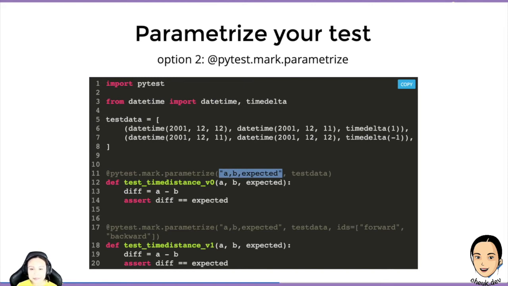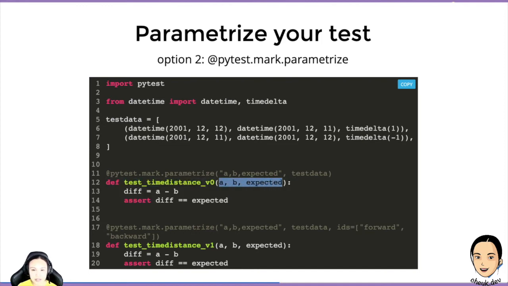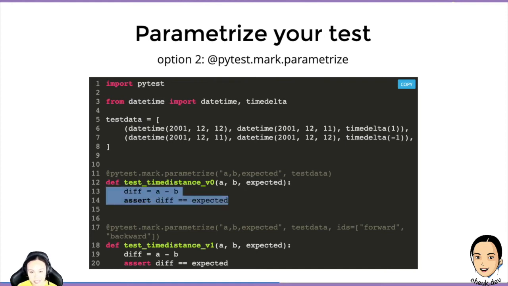Okay. I can't find a better word to explain that. So you have the data, and then you map all these. So the first one got mapped to A, the second one got mapped to B, and the last one got mapped to expected. And then when you write your test function, you would have three things that get input, and you test it like normally.